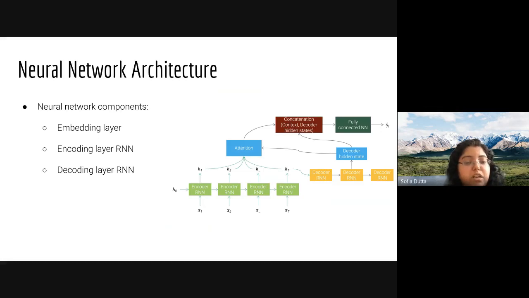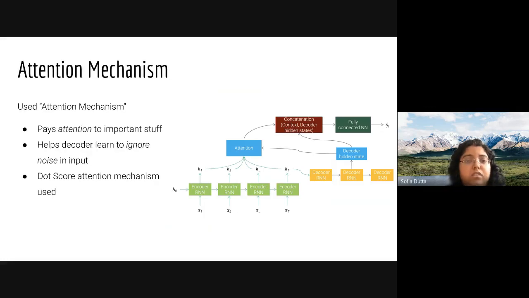The third component is a fully connected network which predicts the next token from the concatenated output of the attention context, which is coming from my attention layer, and the locally decoded context coming from the GRU layers. So the attention mechanism helps the decoder learn how to ignore the noise present in the data. In order to find out the importance of each token, I use the attention weight, which is computed by dot score.